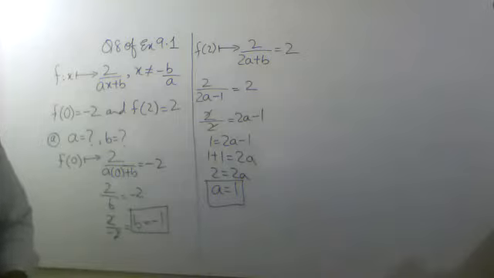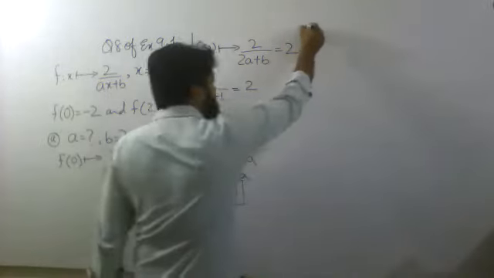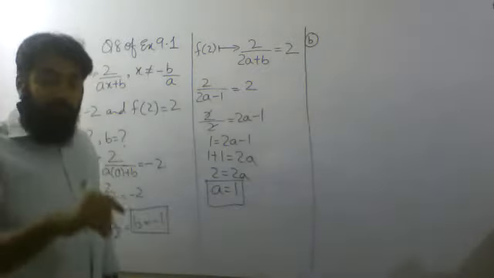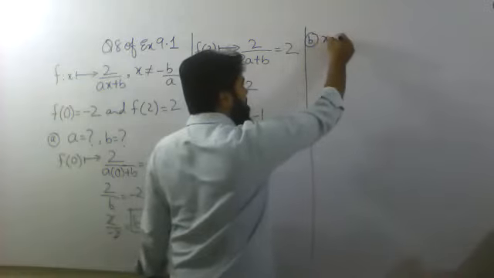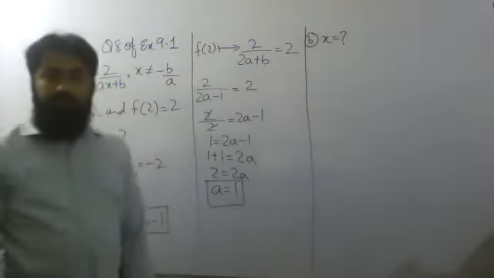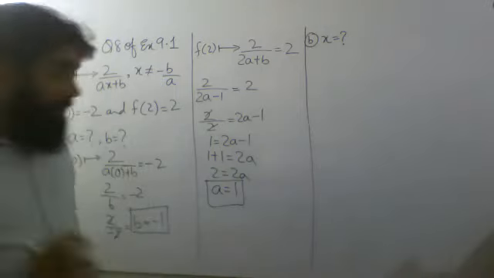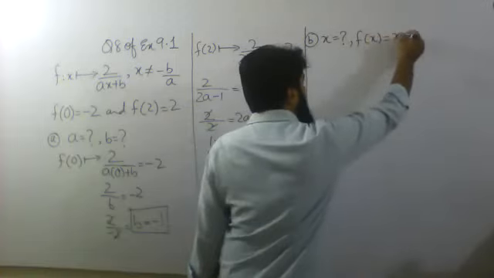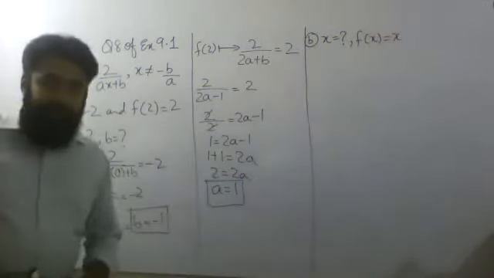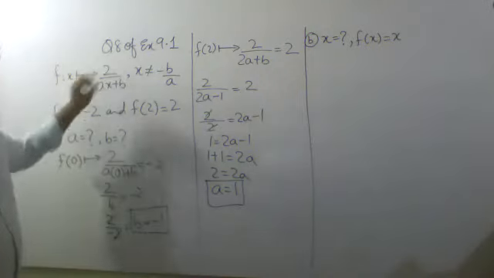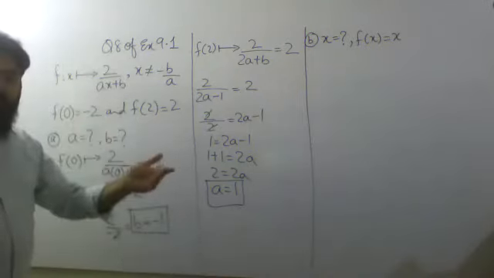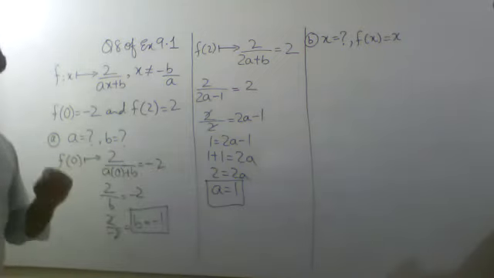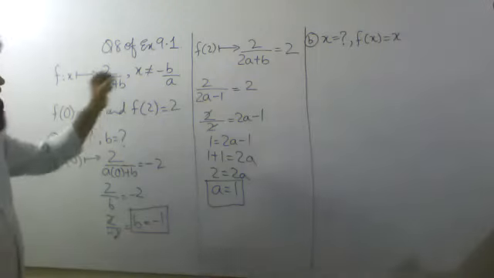Now, in the second part of the question, they are saying, find values of x when function x equals x. It means that the result of this function is coming equal to x. When will that happen? At what values of x will the function become equal to x.